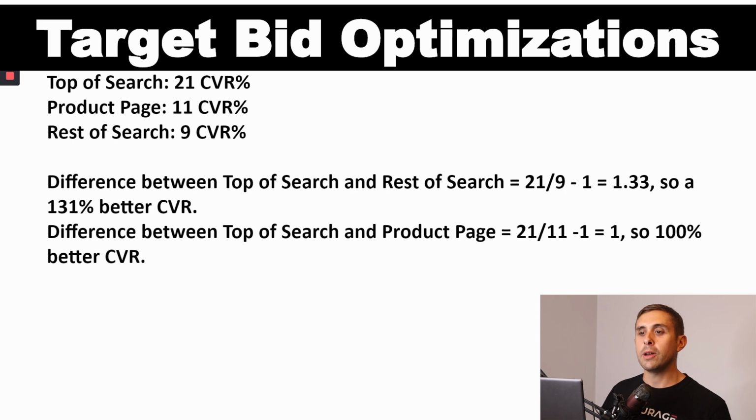So here's an example. We took a look at the clicks and the orders. The difference between top of search and rest of search conversion is 131% better. So essentially what we're saying is top of search had 131% better conversion rate than the rest of search. Now the difference between top of search and the product page was 100% better. So we're saying here that there's likely a 100% better conversion rate on top of search as compared to product pages.